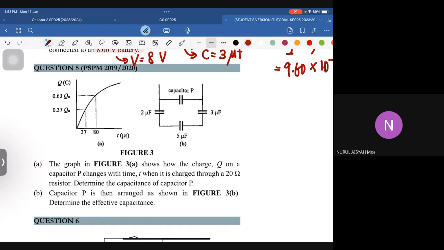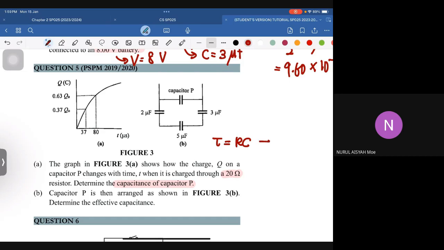Okay, so sekarang ni kita tengok graph untuk figure 3A. Dia suruh fokus figure 3A shows how the charge on capacitor P changes with time. Okay, so sekarang ni it is charged through a 20 ohm resistor. Determine the capacitance of capacitor P. Okay, so kalau dia ada bagi resistor, and then this is about charging and discharging, the formula yang kamu akan guna memang time constant. Tau equal to R C.